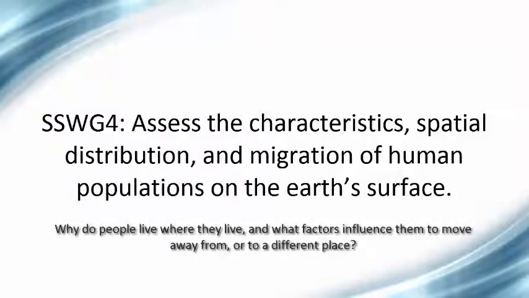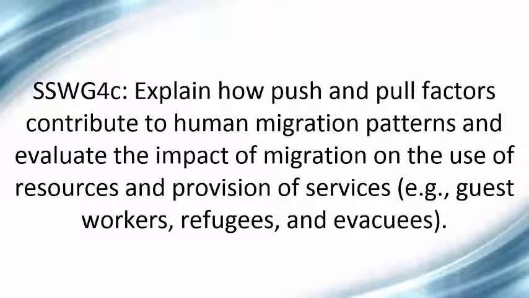The standard is essentially asking, why do people live where they live, and what factors influence them to move away from or to a different place? Element C asks teachers to teach students to explain how push and pull factors contribute to human migration patterns and evaluate the impact of migration on the use of resources and provision of services, for example, guest workers, refugees, and evacuees. Now let's unpack the element.